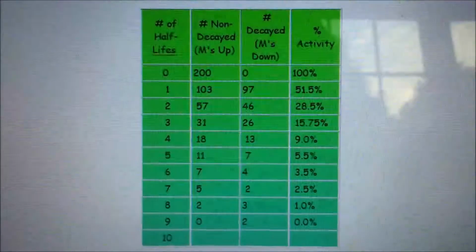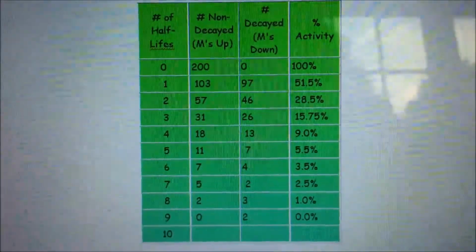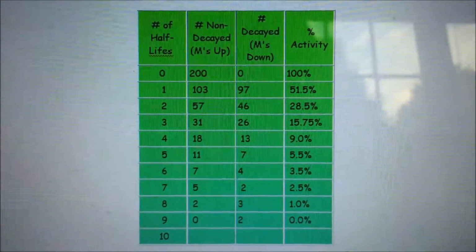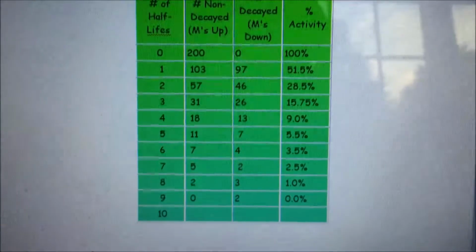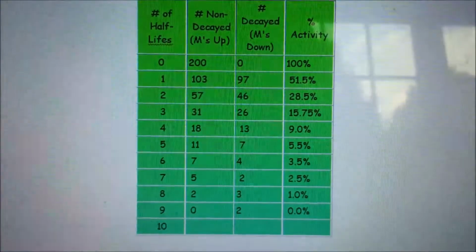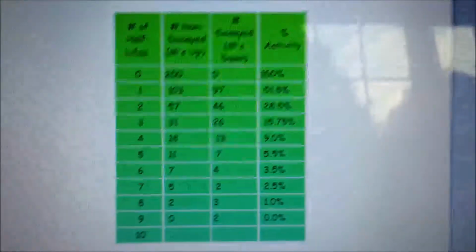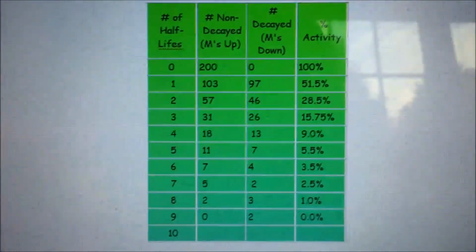I only got to 9 trials, but that's how long it took me for all of them to decay. And the percent activity was calculated by doing the number of non-decayed over 200, which is the total amount. And I guess technically the decayed M&Ms are supposed to add up, so like each time you add from the previous amount, but I just took the number I counted after each trial.